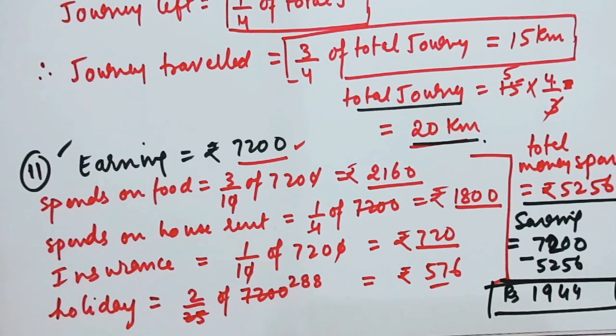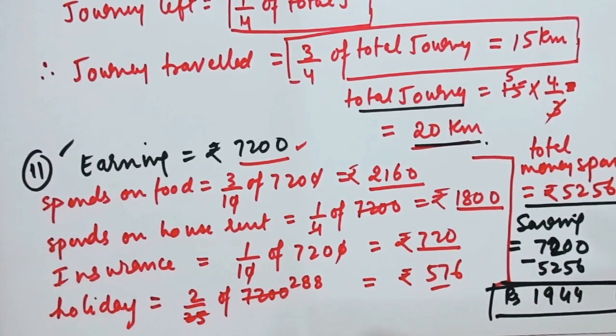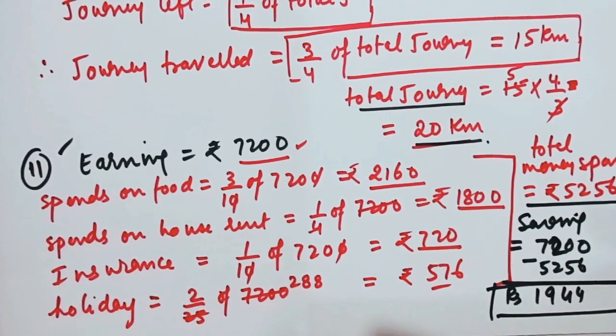Okay, the man is good. Out of 7200, if he is able to save around 2000 rupees, this means he has a good capacity for managing things. Okay, so this is the end of our fractions. Next we shall continue with our next chapter. So you stay tuned.